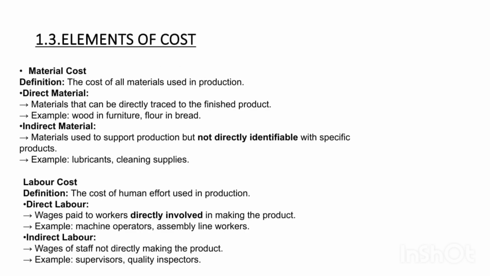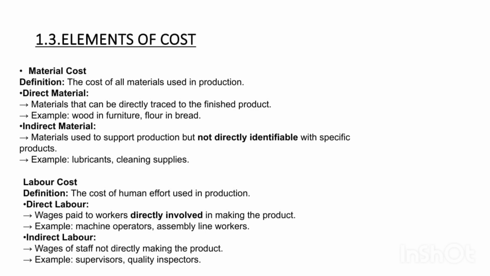So, we are moving on to the next sub-chapter, that is elements of cost. First one, in simple terms, cost is the total amount spent to produce a good or service, and this cost is made up of three main elements. Let's see what the three main elements of cost are. First one is material cost, second one labor cost, and third one expenses or overheads. Let's look at each one in detail.